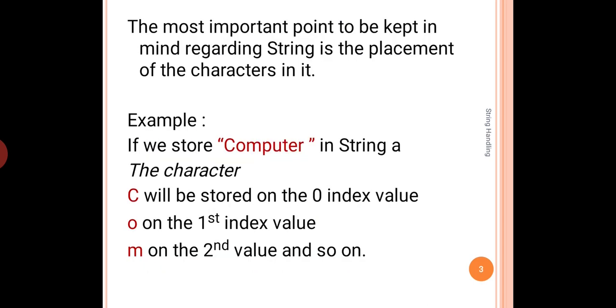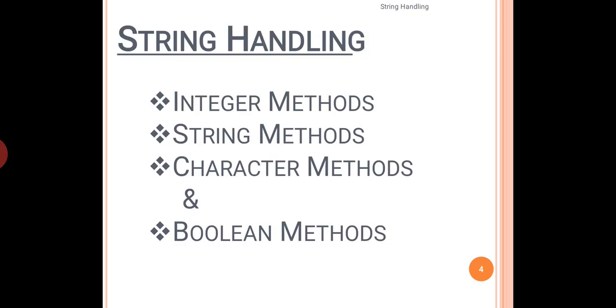When we create a string, the most important point we have to keep in mind is the placement of the characters in it, which starts with 0. So if we store computer as I have shown in the previous example, the C will be stored in the 0 index value. Means when we chop it or when we find out, then we will see that C is in the 0 index value and O is on the first value and M is 2. In the same manner, R is on the 7th index value.